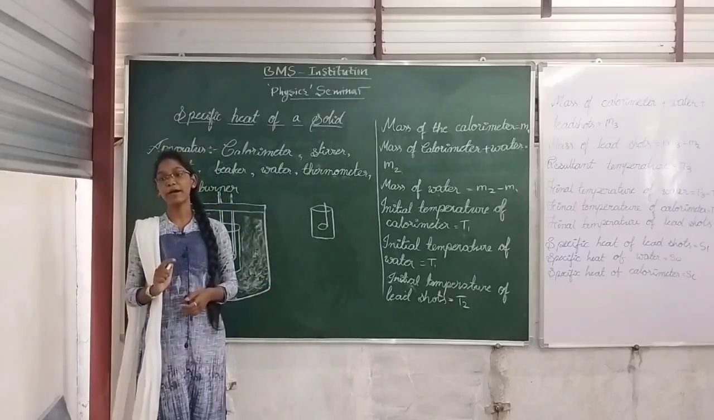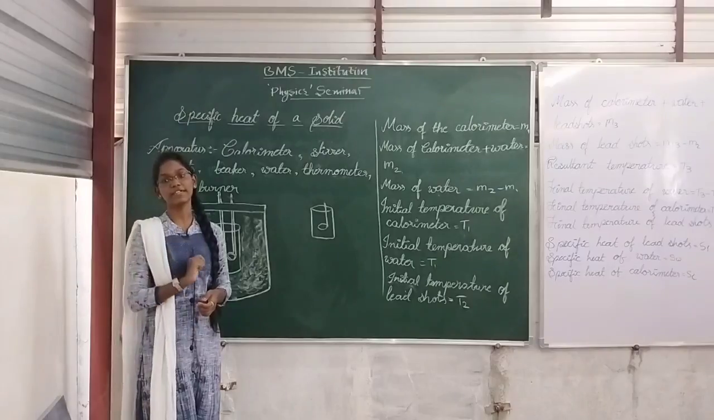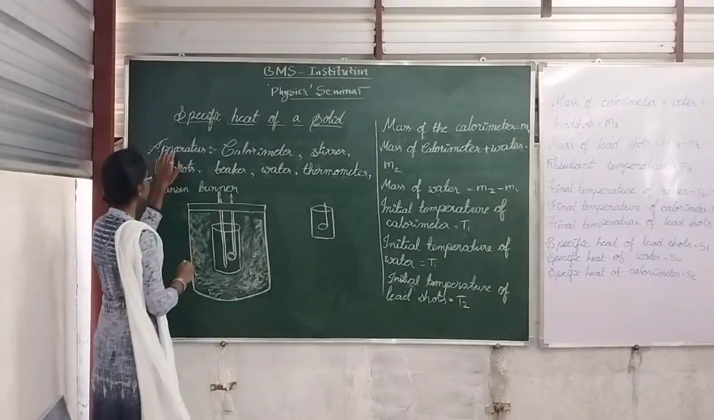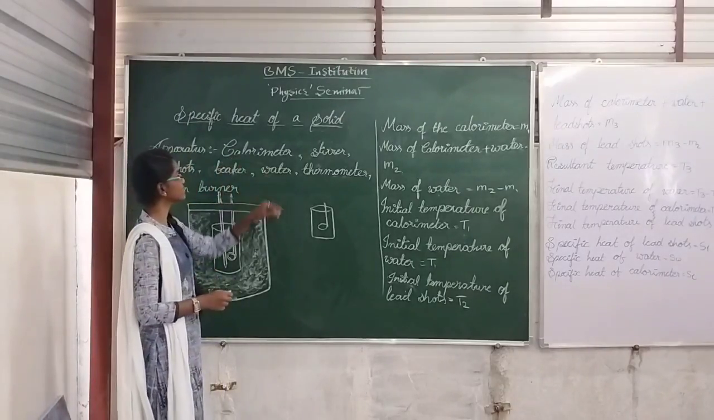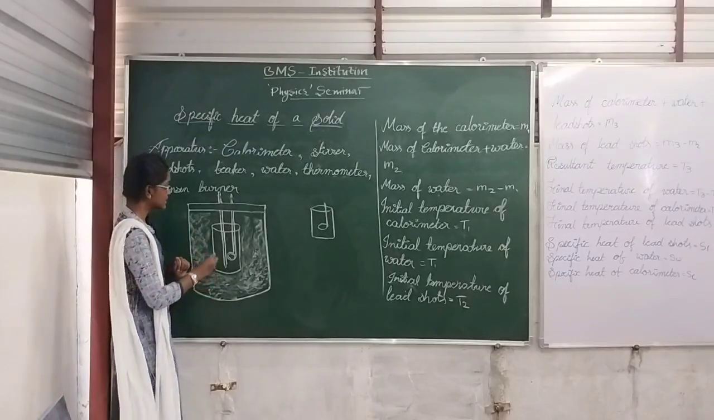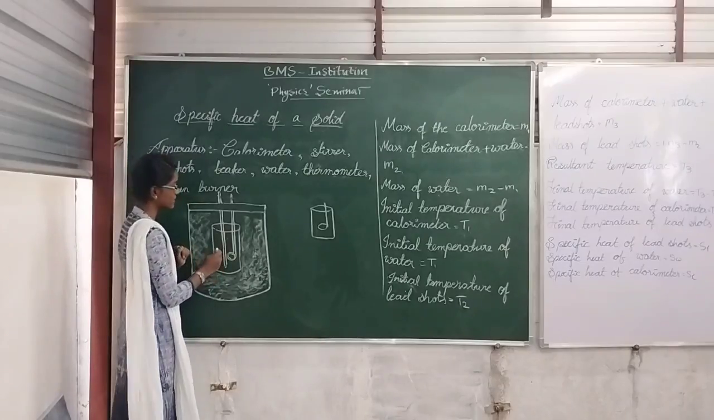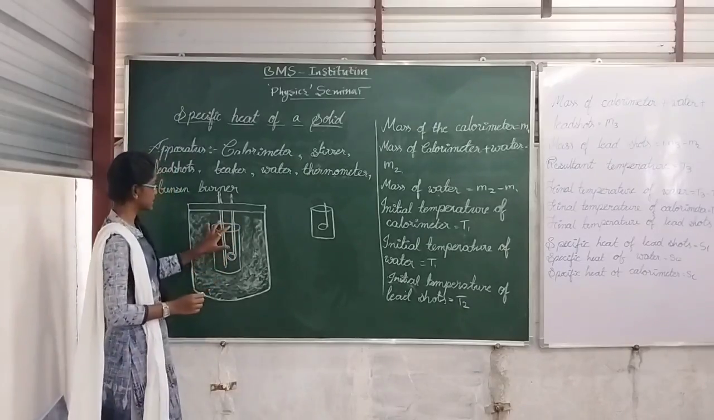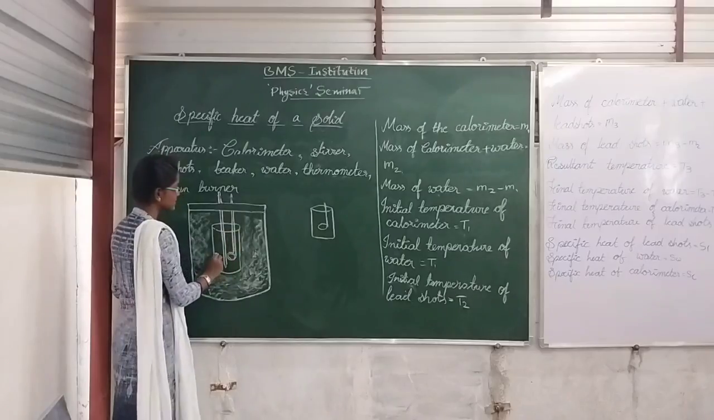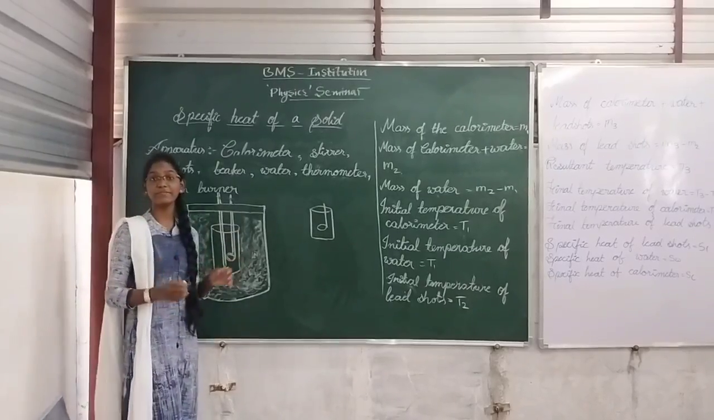Here we need some apparatus to do this experiment, and let us see what the apparatus are. The apparatus is a calorimeter. This is the complete setup of the calorimeter. It looks like a glass. This is the copper glass along with the stirrer. This is the stirrer and this is the copper glass. This is the wooden box in which they are kept.